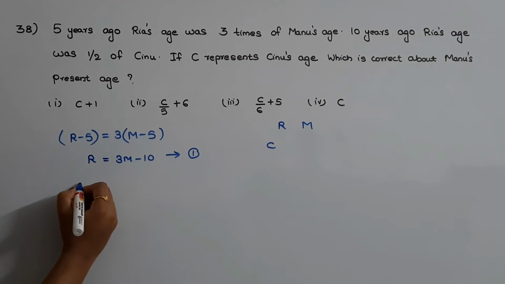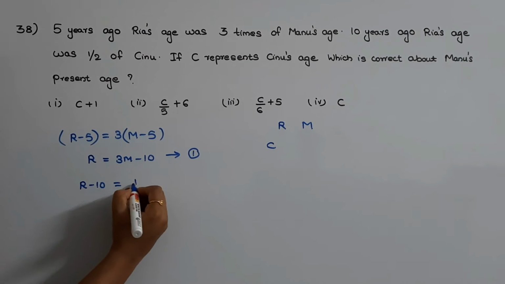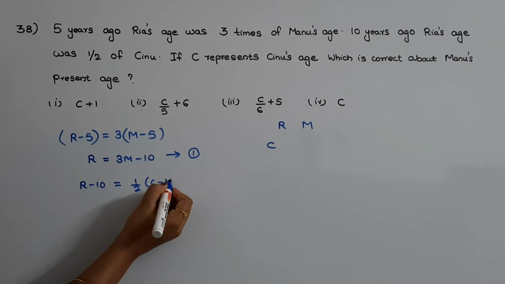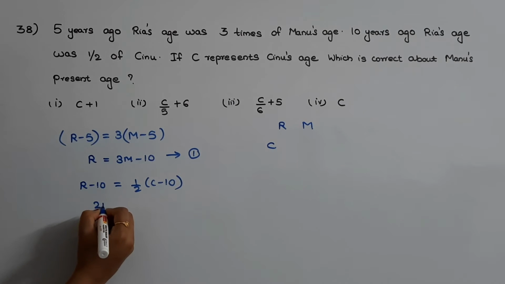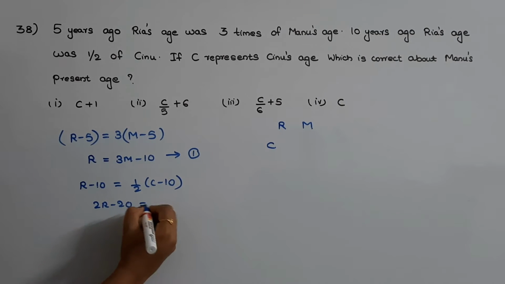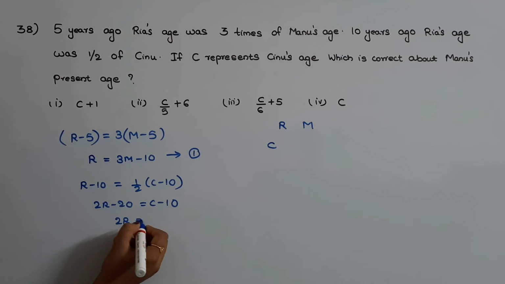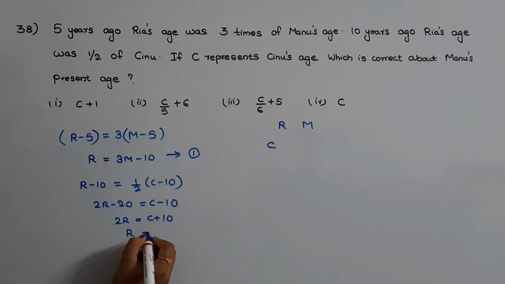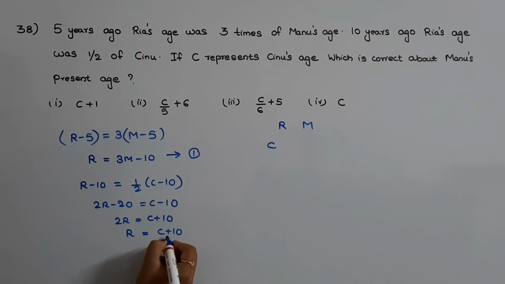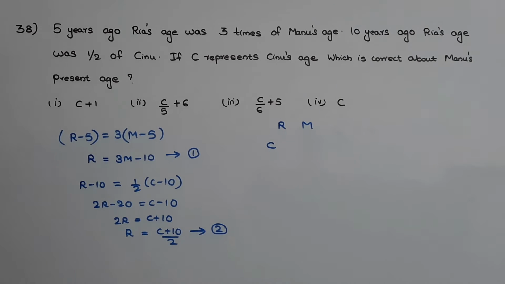Okay. So, 10 years ago, Riya's age was 1 by 2 of Sinu's age. Okay. Now on solving this, we will get 2R minus 20 is equal to C minus 10, or we can write it as 2R is equal to C plus 10, or R value will be equal to (C plus 10) by 2. So let us consider this as the second equation.